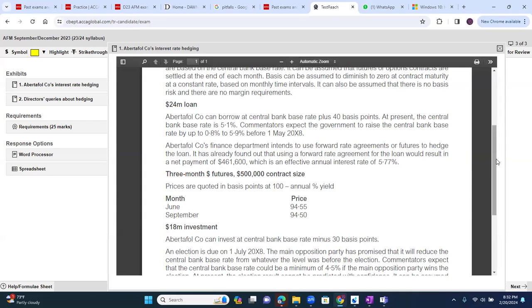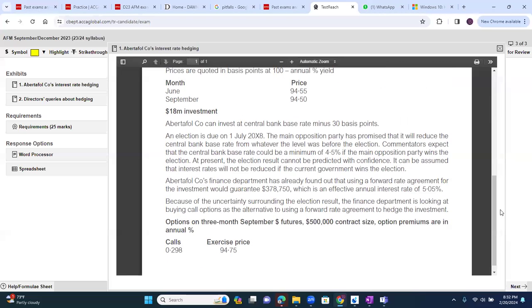3-month future is given. Okay, then 18 million investment. Aber company invested at central bank base rate minus 30 basis points. An election is due on 1st July. The main opposition party has promised that it will reduce the central bank base rate from whatever the level was before the election. Commentators expect that central bank base rate could be a minimum of 4.5% if the main opposition party wins the election. At present, the election result cannot be predicted with confidence. It can be assumed that interest rate will not be reduced if the current government wins the election. So there is uncertainty. In a volatile situation, which would be the best solution option?